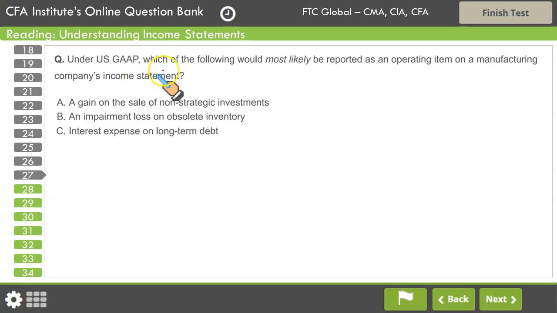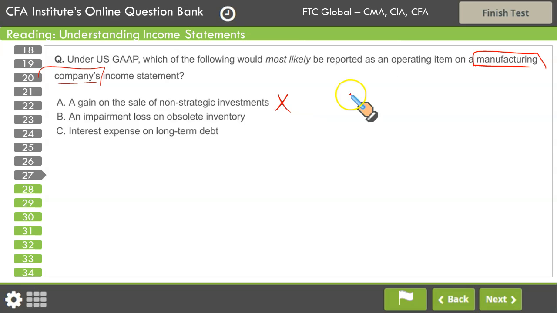Under the US GAAP, which of the following would most likely be reported as an operating item on a manufacturing company's income statement? Manufacturing company. Keep that in mind. Means it's a non-financial services firm. All right. A gain on the sale of non-strategic investment. A non-strategic investment, a gain or loss on it, is a non-operating income.